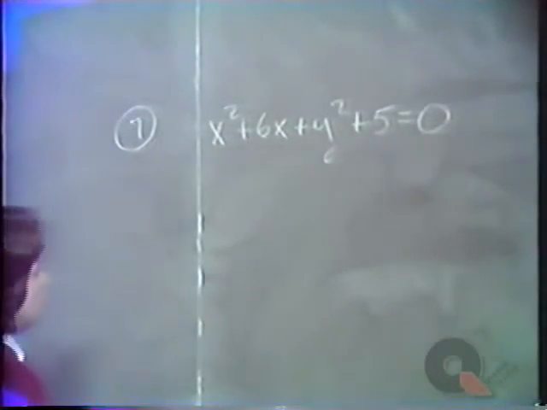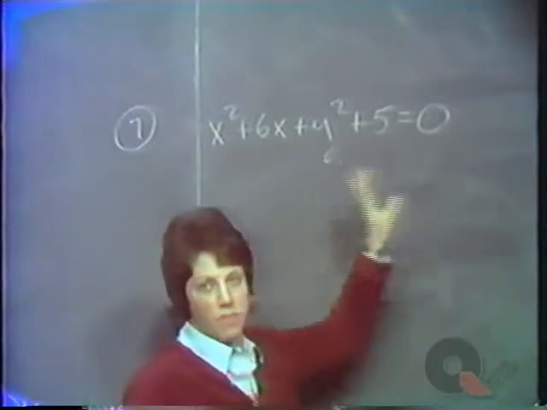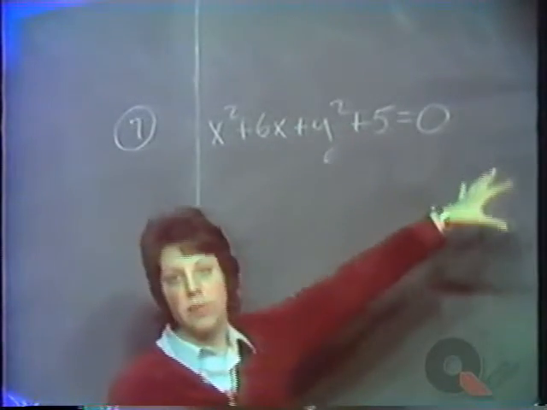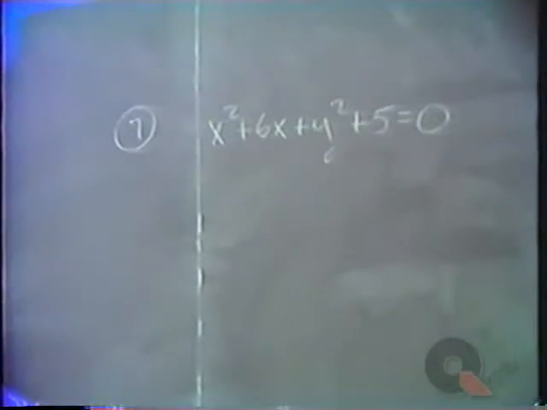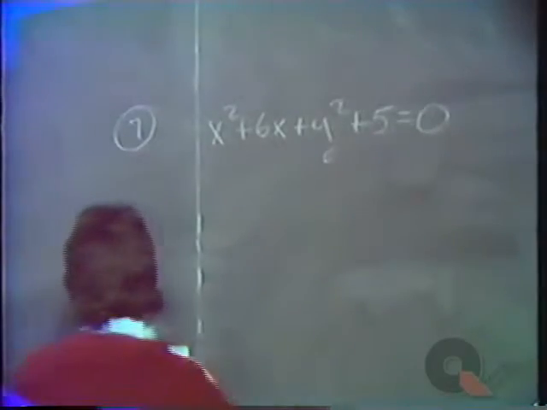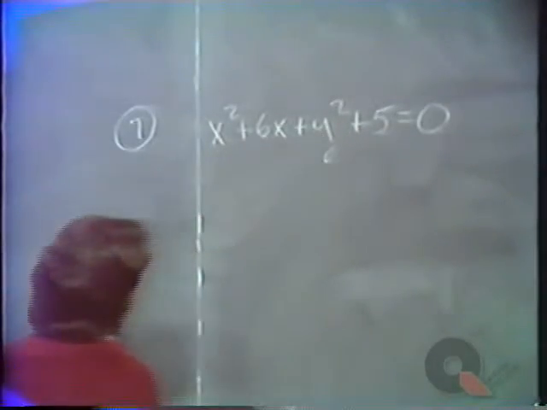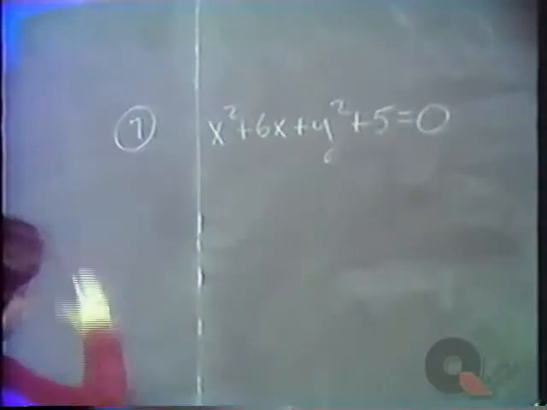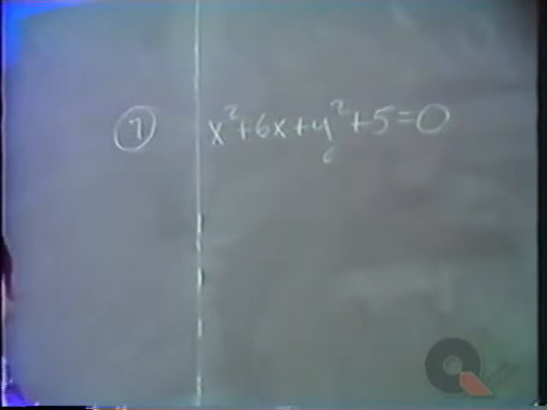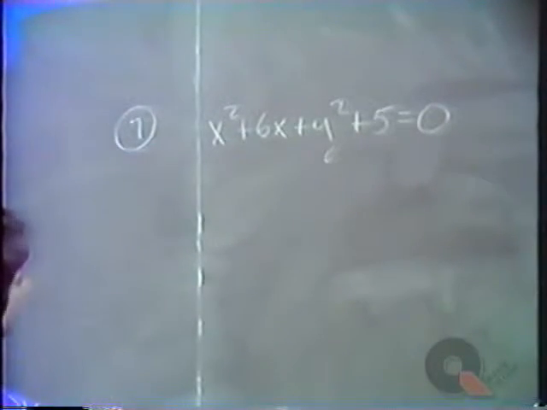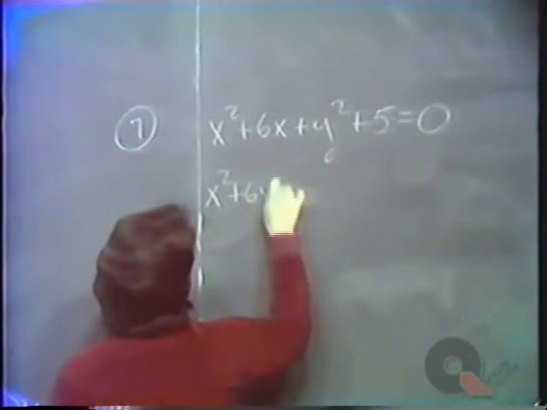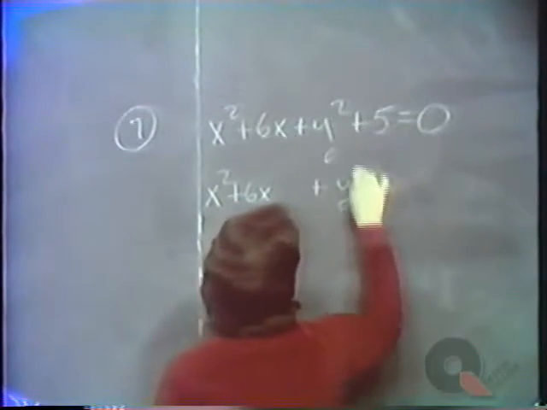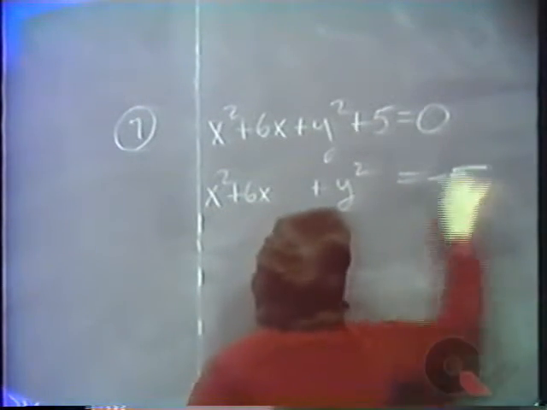And I say if it has a real graph because I'm not 100% sure when I finish completing the square and I get the radius that I'm going to get a positive number on the right-hand side for taking the square root. But if I do, then this is going to be a circle. So it is a circle. And what we want to do here is keep the x terms together, the y terms together, and any constants bring them over to the other side. And we're going to complete the square here. So let's write this as x squared plus 6x plus y squared equals minus 5.